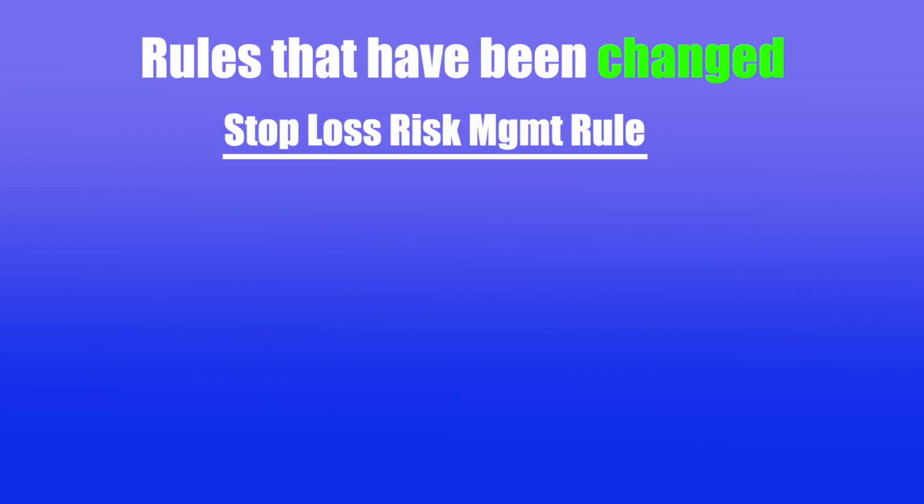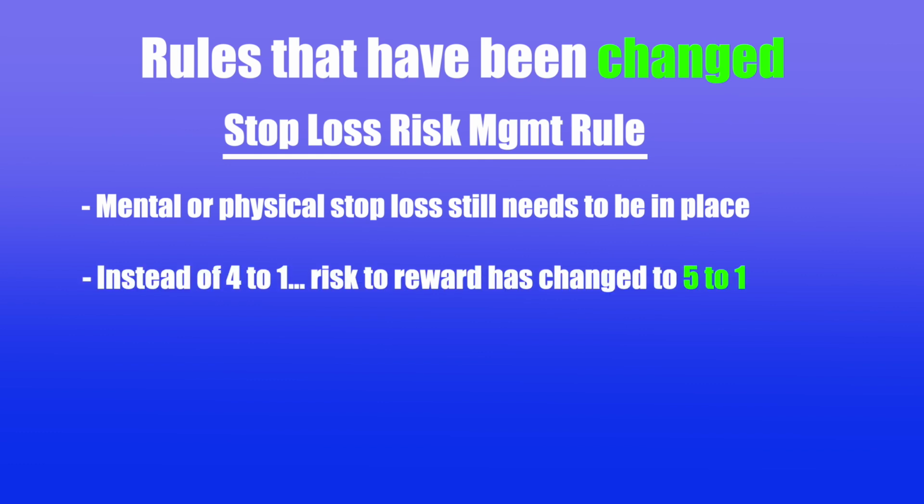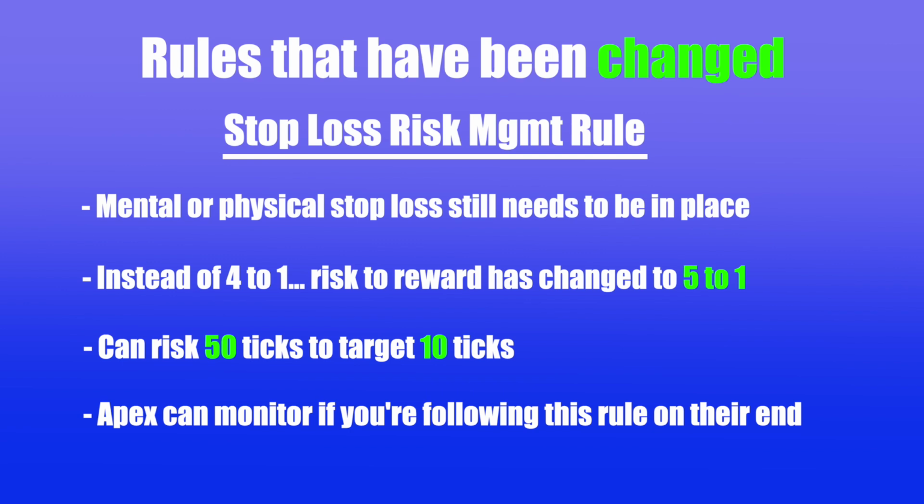Let's go back to the stop loss rule from earlier. As I said, Apex is still monitoring whether you respect your stop loss. The difference here is they won't penalize you if you exceed 4 times the risk to reward ratio because they now changed it to 5, meaning if you're targeting 10 ticks, Apex will allow you to risk 50 ticks, but no more. And they do have the ability to monitor this.